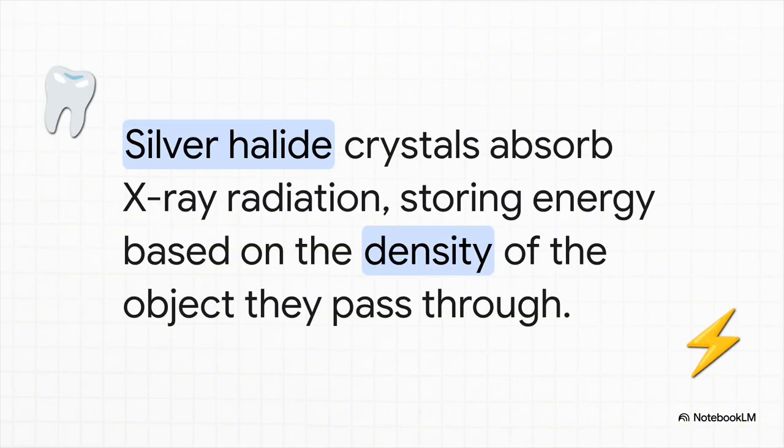So here's how that invisible pattern actually forms. Dense things like a metal filling or your tooth enamel, they block a ton of X-rays, right? So fewer crystals behind them get zapped with energy. But the less dense stuff like your gums or the pulp deep inside your tooth, they let more X-rays pass right through, energizing a whole bunch of crystals. It's that contrast, that difference in energy that creates the foundation for the entire image.